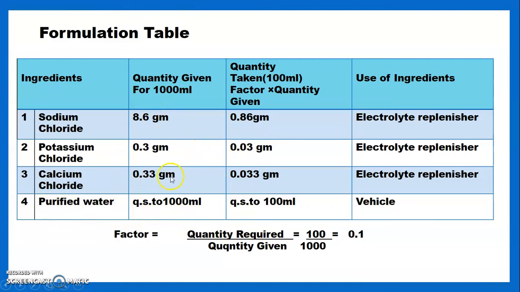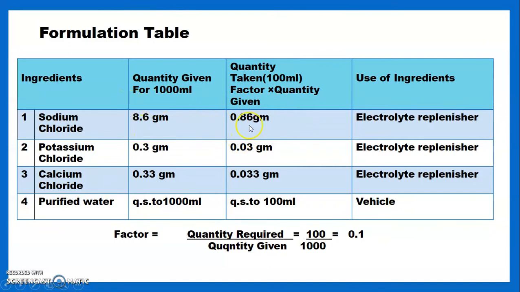This is the formula for 1000 ml, and we have to prepare only 100 ml of solution. That's why we calculate the factor. Factor is calculated by the quantity required upon the quantity given. Our quantity required is only 100 ml and quantity given is 1000. So our factor is 0.1. By this 0.1 we multiply the quantity given and then we get the quantity taken.